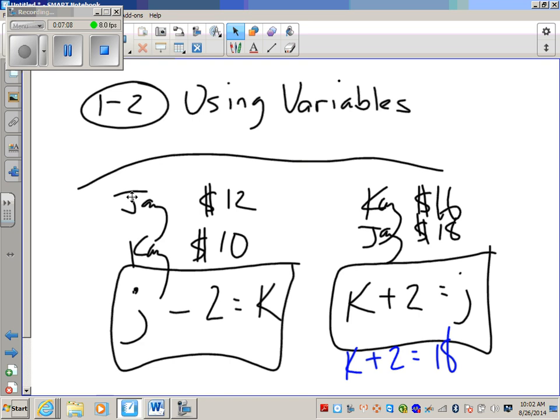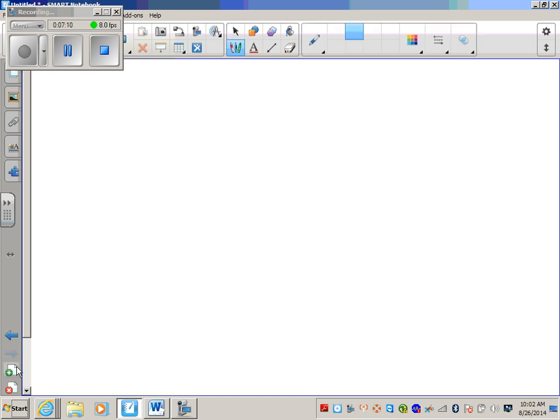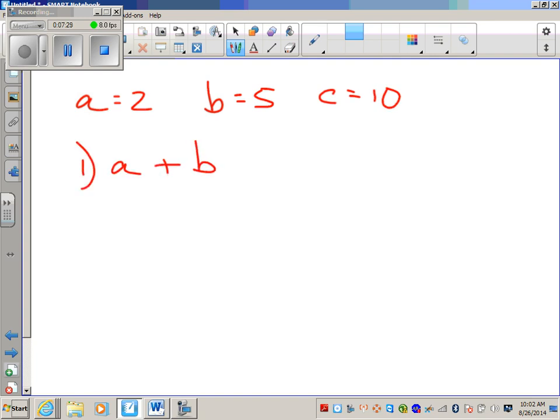Let's go through some scenarios here. I'm going to put this on the board. Let's say that I've got some values for some variables. When I see a letter A, I know it's going to equal 2. When I see a letter B, I know it's going to equal 5. When I see a C, it's going to equal 10. So I'm going to give you some equations, and I want you to do these on your own. You know the value for the variables.